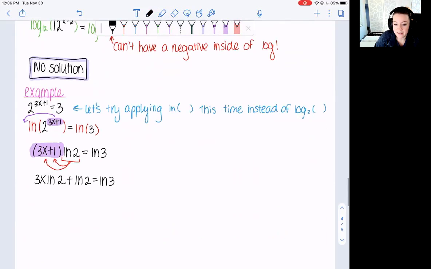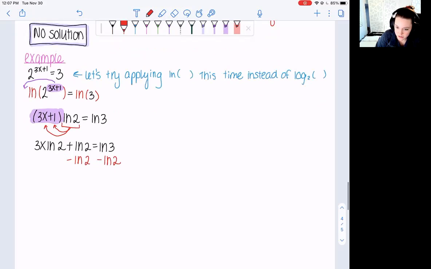I want to get the x by itself. So there's only one term with an x in it. He'll stay there, and I'll move everything else to the other side. This is just kind of the theme of using ln's. So subtracting ln 2 on both sides, 3x ln 2 is equal to ln 3 minus ln 2.